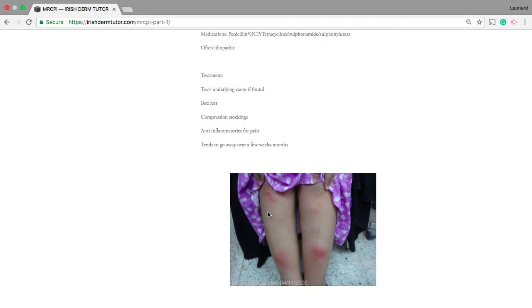weeks to months. So here's an image of some nodules that would be tender to press, and they'd feel quite deep under the skin as well. And this is a classic area, you see them on the shins.